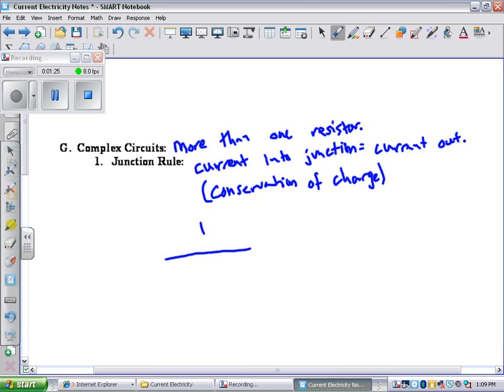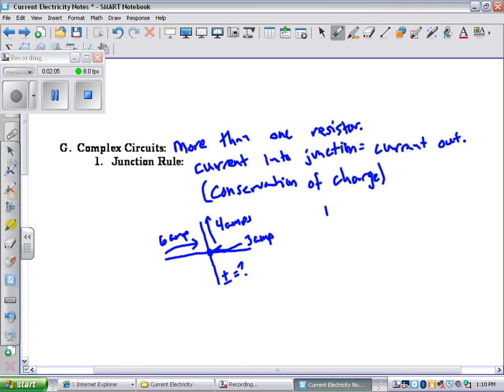Here I have a junction where 4 wires are coming together. You can have 3, 4, 5, as many wires as there are meeting. And let's say in this one we have a current of 6 amps flowing to the right. We have a current of 4 amps flowing up this way. In the right-hand wire, we'll have maybe 3 amps flowing to the left. And I want to know what the current in the bottom wire is going to be.